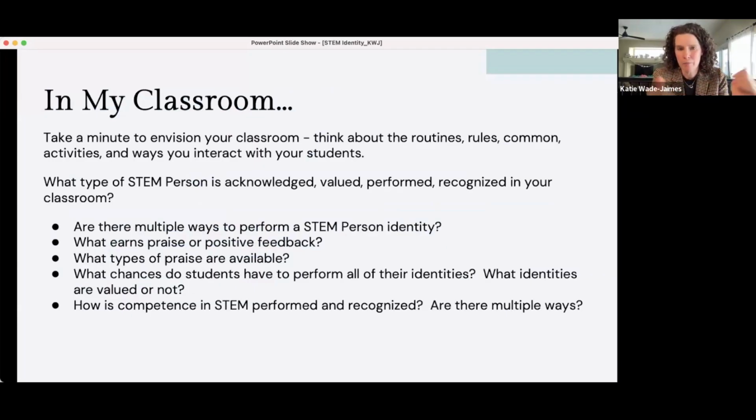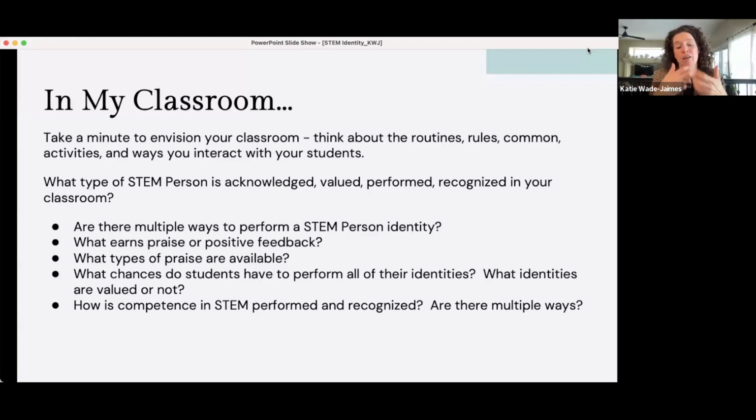So I want you to take a minute, and you don't have to share anything if you don't want to, but I want you to reflect on your own classroom or the way that you handle science or STEM teaching, and think about what type of STEM person is currently acknowledged, valued, performed, or recognized in your classroom. In particular, are there many different ways to perform a STEM identity? When do you give students praise or feedback? What types of praise are available? Is it just grades, or do you have other forms of praise?